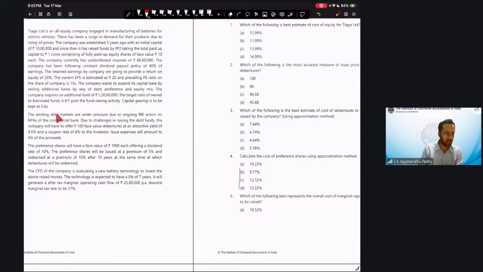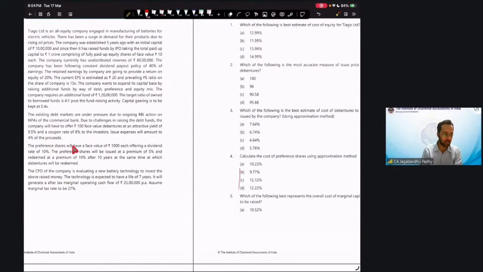The existing debt markets are under pressure due to ongoing RBI action on NPAs of the commercial banks. Due to challenges in raising the debt funds, the company will have to offer rupees 100 face value debentures at an attractive yield of 7.5% and a coupon rate of 8% to the investors. Issue expenses will amount to 4% of the proceeds.